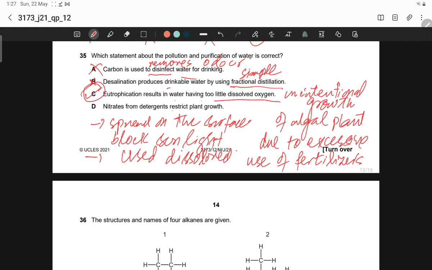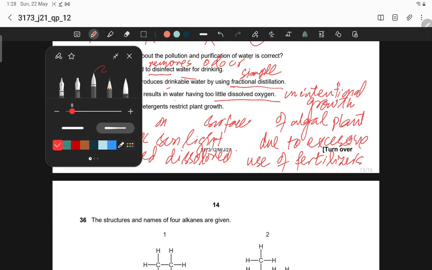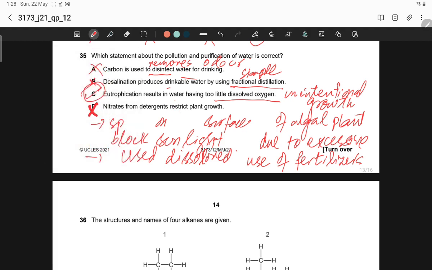Nitrates from detergent results in restricted plant growth. No, nitrates from fertilizers. Nitrates do not restrict plant growth, they improve plant growth. So this is also incorrect. D option is correct.